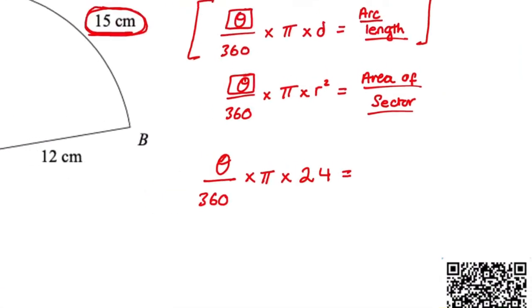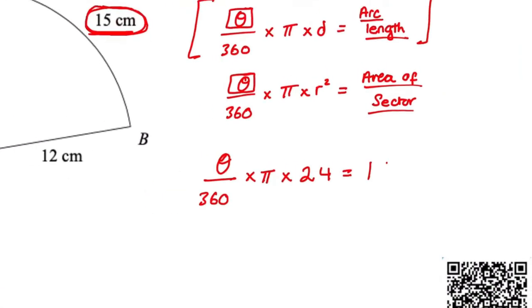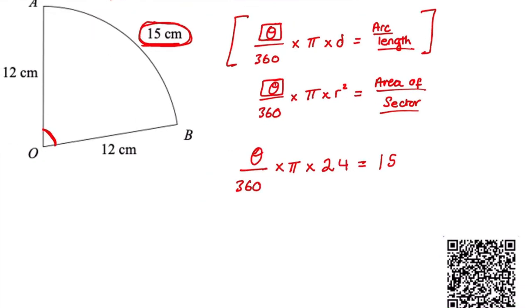So again, if you have a look over here, this is equal to 15 centimeters. That's what the arc length is equal to. So if we rearrange this, we can divide by 24 and we can divide by pi. So we get theta over 360, and that's equal to 15 divided by 24. We want to get this theta. This theta is like an x. Yeah, we want to get it by itself. So we're going to divide by 24 on both sides, and we're going to divide by pi on both sides to get rid of the multiply by pi and the multiply by 24.